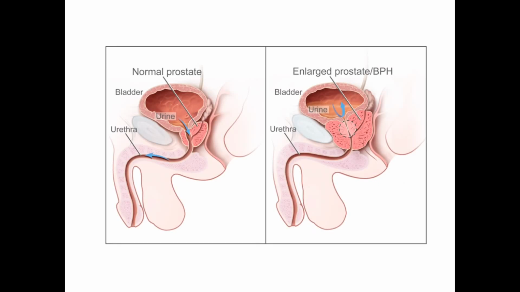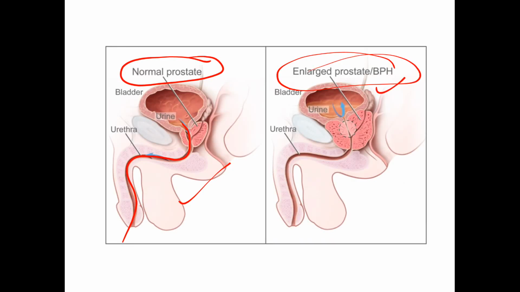And as we can see, this is the normal prostate. Okay, this is the normal prostate, and urine passes really easily through the urethra. Okay, in the normal one. In the enlarged prostate or benign prostatic hyperplasia (BPH), the prostate is enlarged. As you can see, this is the normal prostate, and this is the enlarged prostate. So in the enlarged prostate, as you can see this small circle, it suggests that there is BPH, okay, and the urine cannot pass through the urethra, and so there is a retention of urine. So here the urine is retained in the bladder.